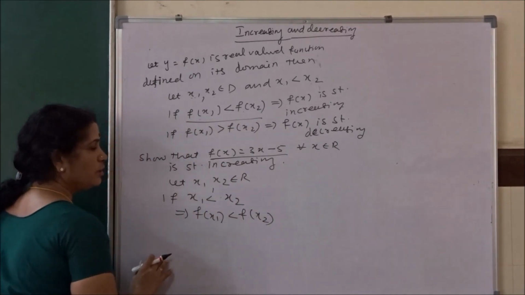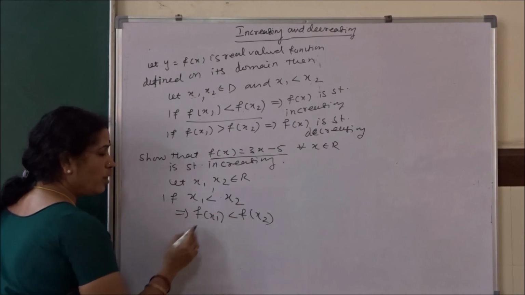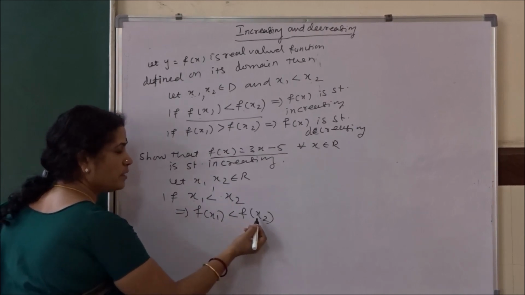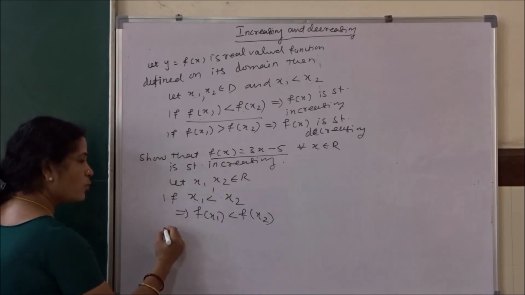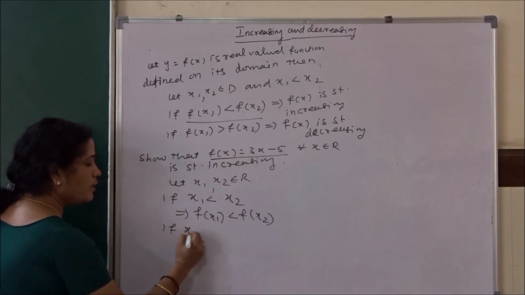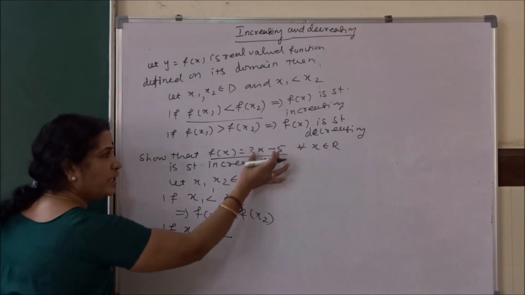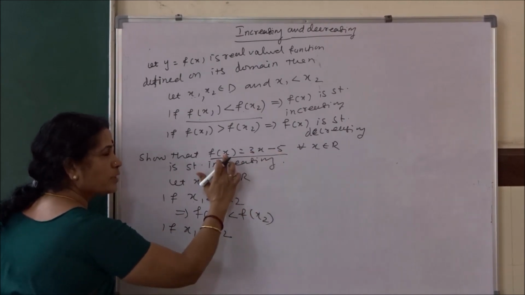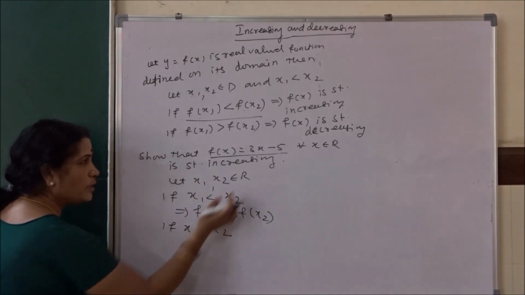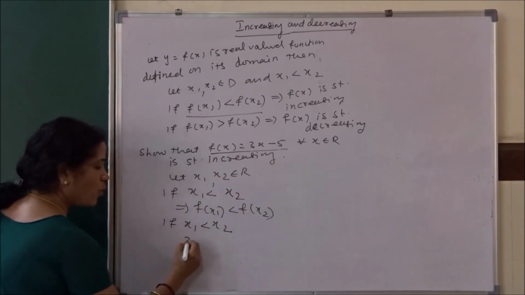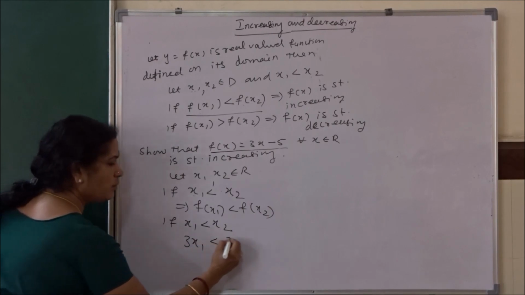As per definition, I am taking x1 less than x2, and I should get f of x1 less than f of x2. Now what is f of x1? I am taking the condition x1 less than x2. Okay, fine. f of x1 is 3x1 minus 5. So now I am multiplying both sides by 3. So what I will get is 3x1 less than 3x2.